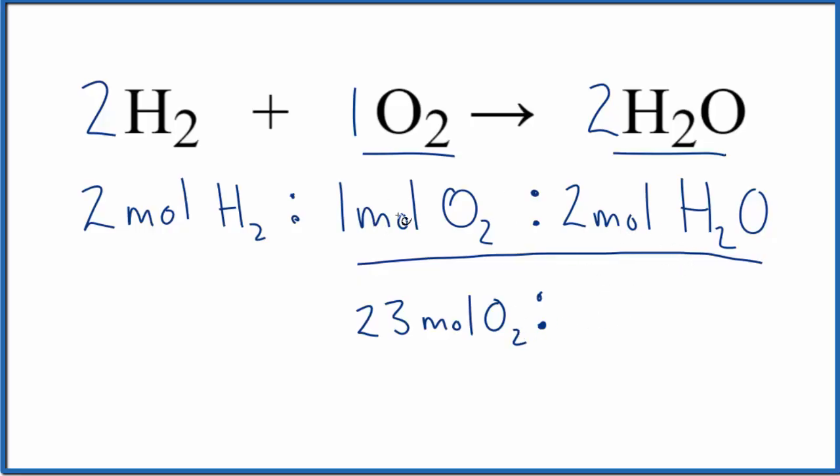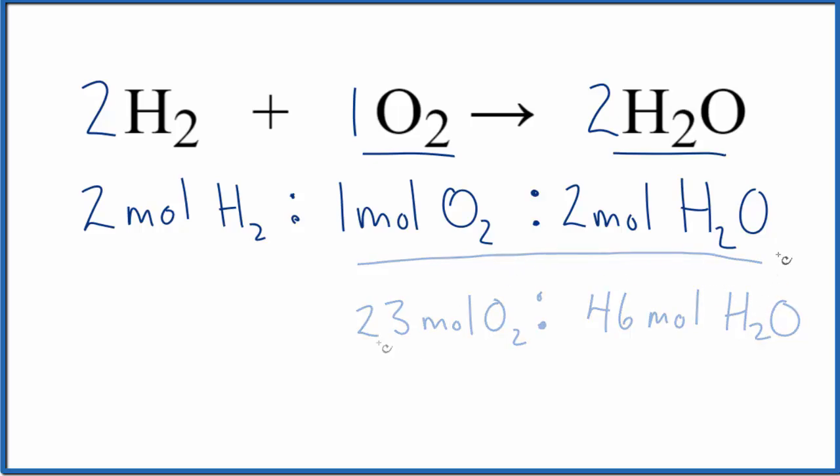So 1 to 2, we've doubled this. We have twice as much water, so we'll just double this number, 46 moles of water. What this means is if I started with 23 moles of oxygen and I had excess hydrogen here, I would end up with 46 moles of water, and that's why it's so useful.